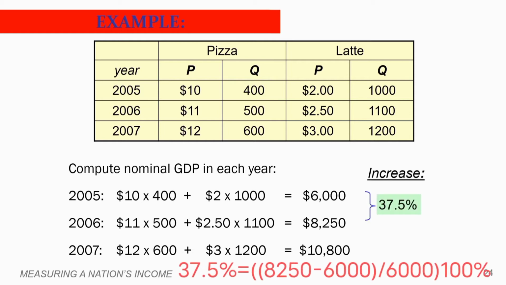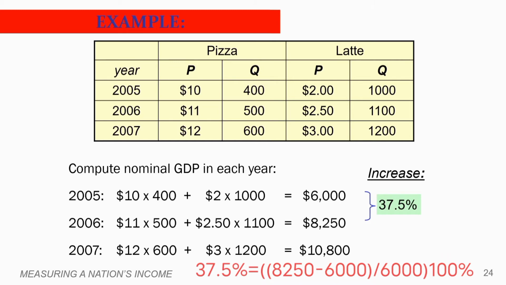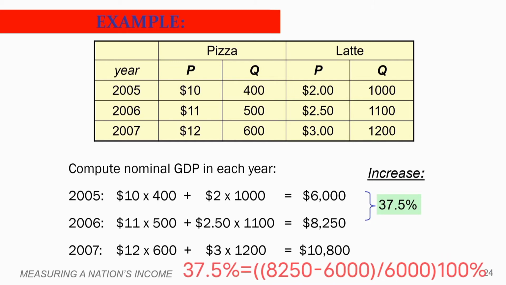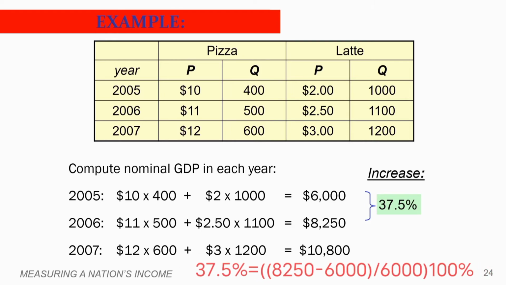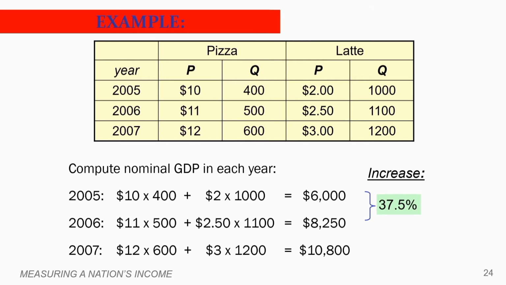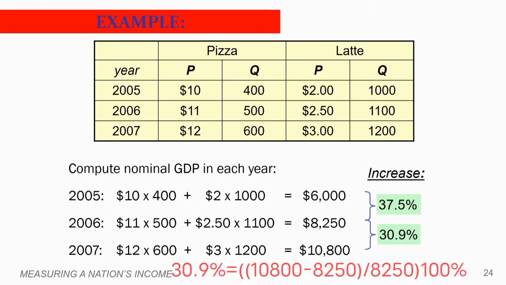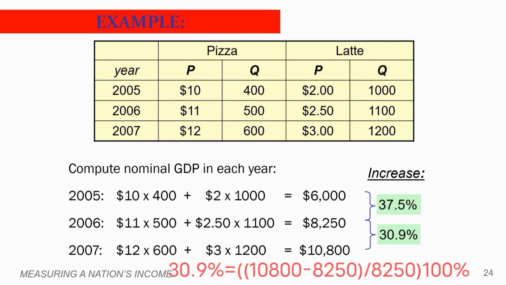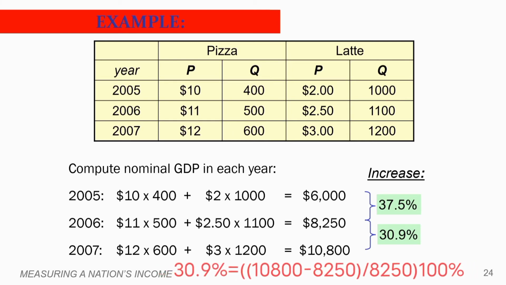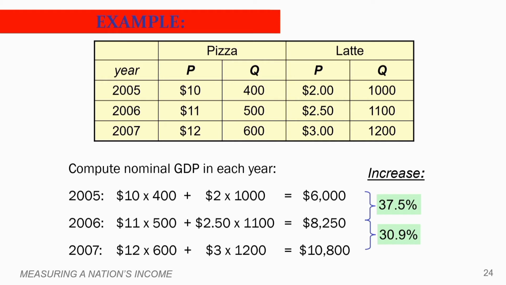From 2005 to 2006, the nominal GDP has increased by 37.5%. And from 2006 to 2007, nominal GDP has increased by 30.9%. So again, the reason for this is because tumaas yung prices as well as the quantities of the two goods.